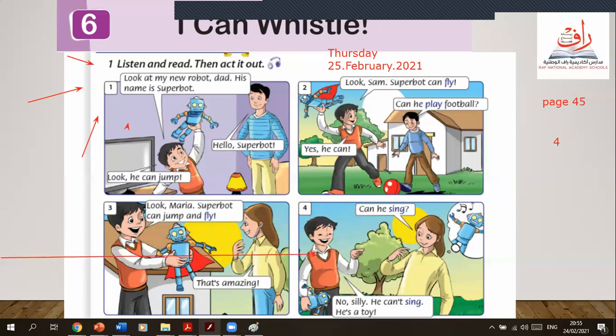We can see here the robot again, Superbot. And Maria asks, can he sing? Okay. No, silly. He can't sing. He's a toy. So, because he's a toy, he can't sing. Can't means no.